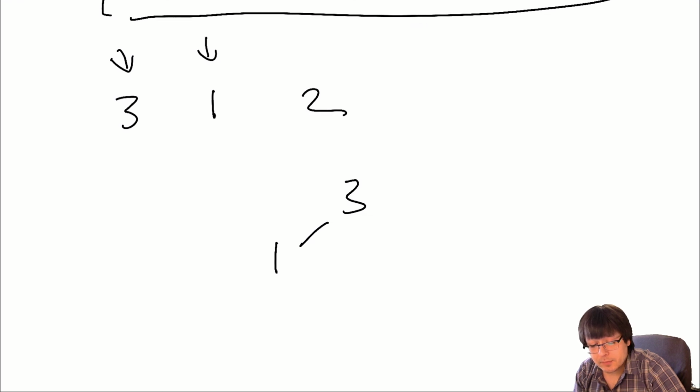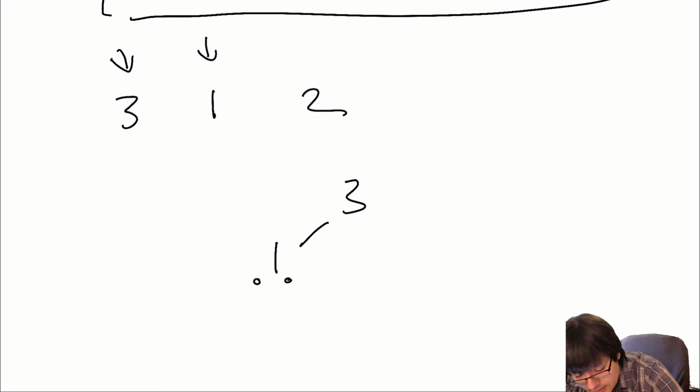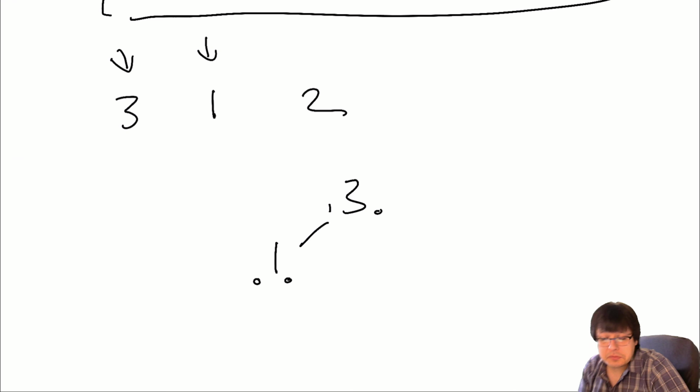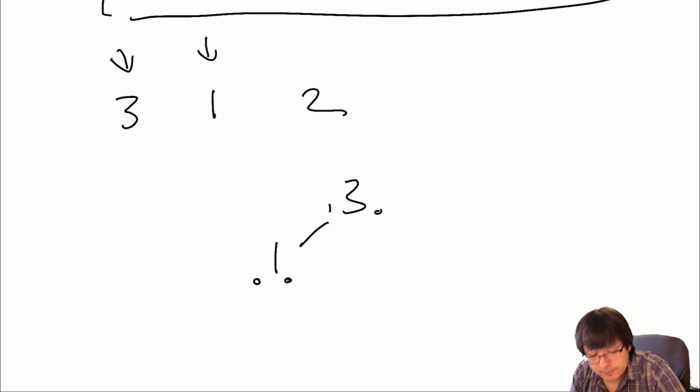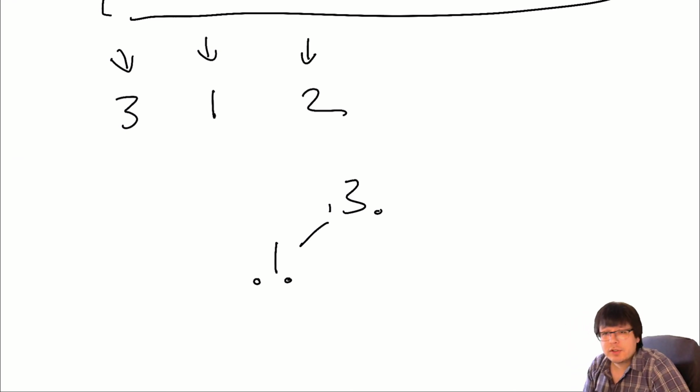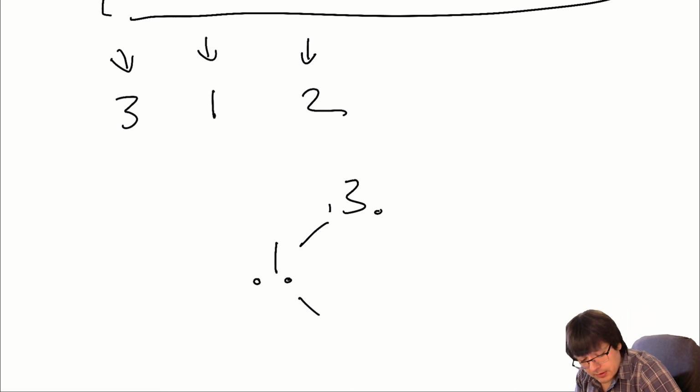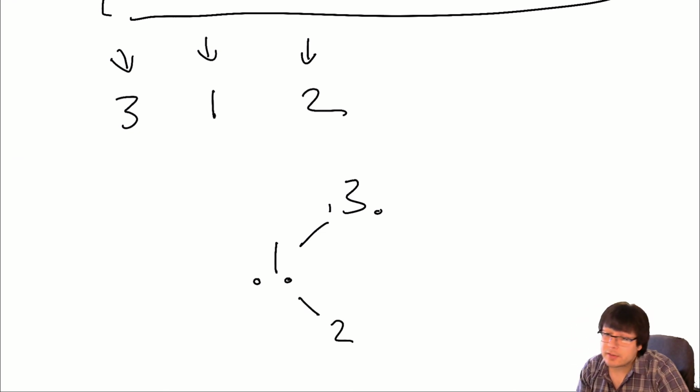Okay. Let's check heights. 0, 0, 1, 0. Everything is good. Cool. All right, let's put in the 2. 2 is less than 3, so it goes on the left. But 1 is greater than 2, so it goes on the right. So this is the tree you come up with.